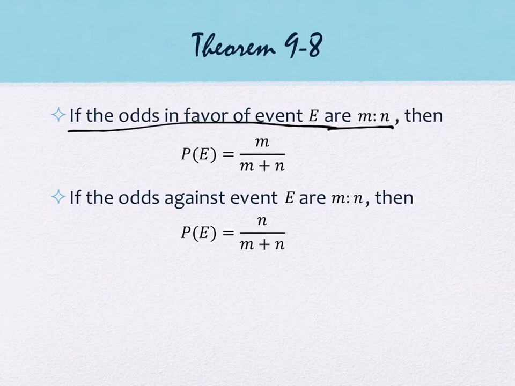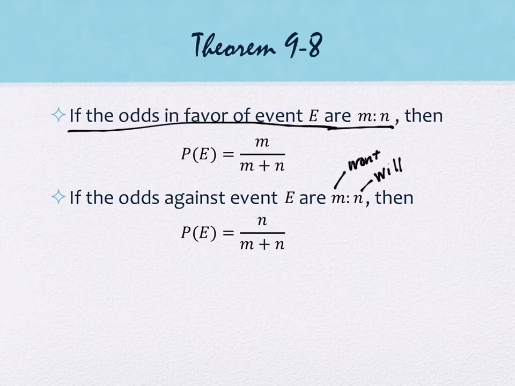And then if the odds against the event E are m to n, then odds against means the n is the ways that it won't happen, right? The m is the ways that it will. And if you want the probability of the event E, then you want the will part, which is why the n gets put on the numerator. And again, the total number of possibilities is the m plus n.